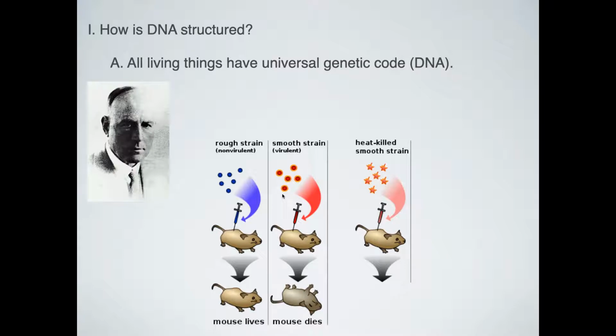What he decided to do, though, was take the bacteria and kill it with heat. He heated it up until they all were dead, and injected that into a mouse. What do you think is going to happen? Answer: the mouse lived.